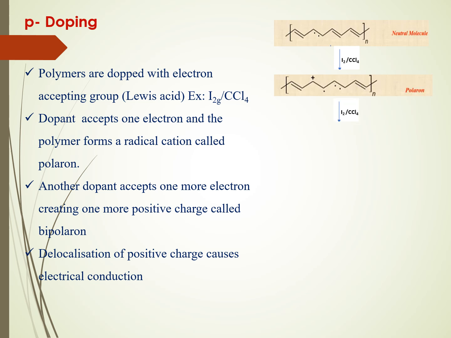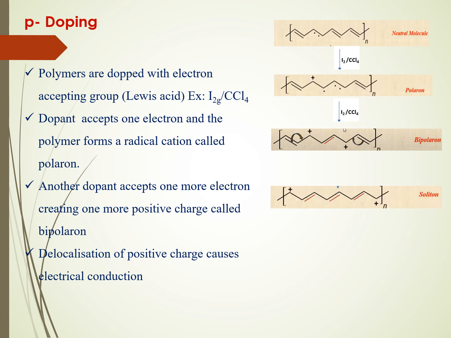Now when I introduce a second iodine over the surface, a similar mechanism gives two positive charges, and the two radical ions form a new bond, indicated in red. This is called a bipolaron because it carries two charges. Now these charges can travel by shifting the electron. Electrons are moving inward and the positive charge is moving outward. This structure is called a soliton.